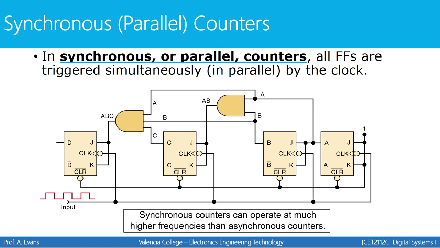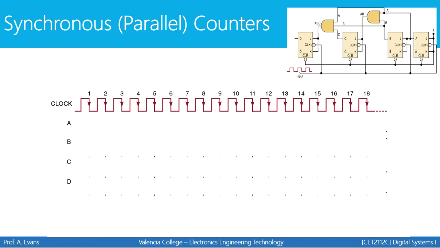And we're going to go through how that works by drawing a waveform. So up at the top here is a small picture of the counter that we're looking at, and we're going to draw a waveform for this counter just like we did for the other one. It's going to look the same, but it's going to be generated with a slightly different idea. Let's start with flip-flop A. Flip-flop A has its J and K inputs tied to 1. So we know that flip-flop A is going to just toggle every time that clock makes a transition, just like before.